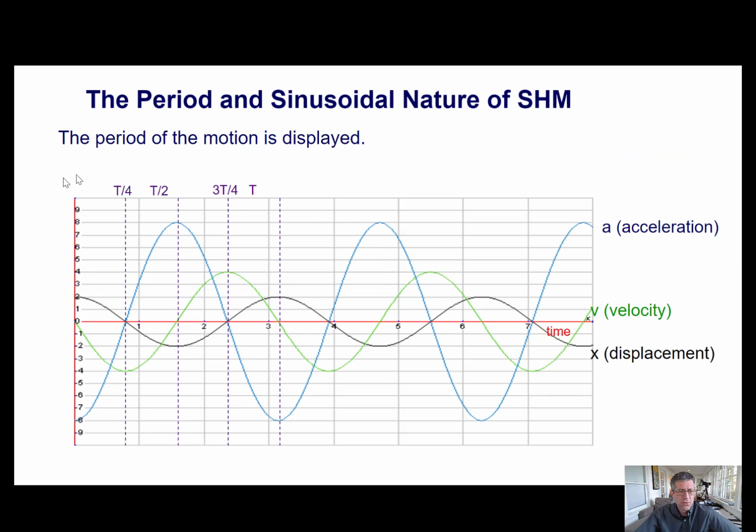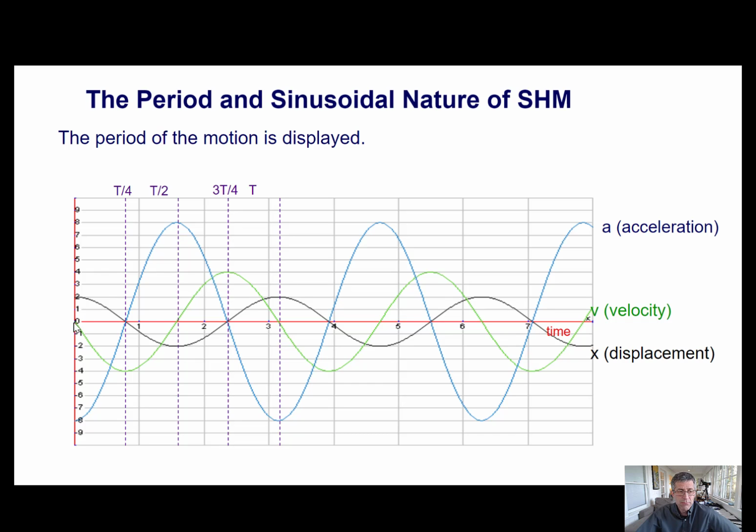So if I look at one full period, which is going to be from where my displacement starts at a maximum and then returns to a maximum, right? That's one full period. I call that T. When I'm halfway through my period, right, my block is all the way on the other side.